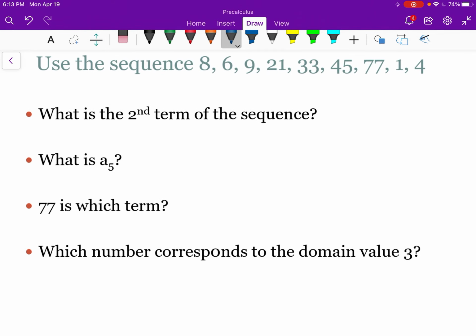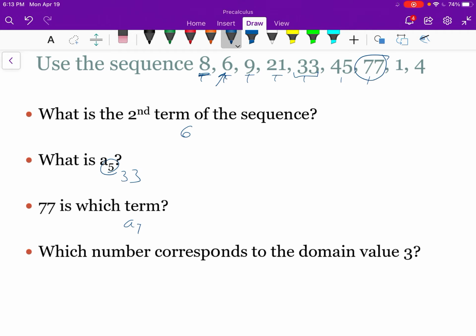All right, what's the second term? Well, here's the first term, and there is the second term. The second term in the sequence is 6. What is a sub 5? Well, that is referring to the fifth term. 1, 2, 3, 4, 5. That's our fifth term, which is 33. 77 is which term? Hey, I found 77 here. It's 1, 2, 3, 4, 5, 6, 7. It's the seventh term, so we put a sub 7.